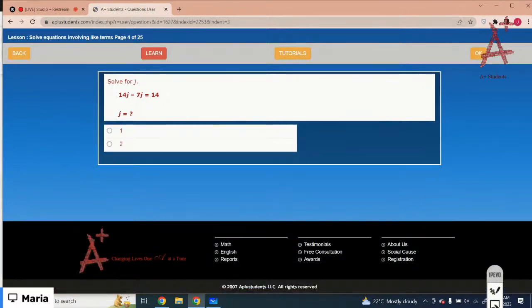Okay, the next one is 14j minus 7j. So both of them are the like terms. Got it? Because they have the same variable j. Just subtract their coefficients. The coefficients are 14 minus 7. So 14 minus 7 is 7j equals 14.